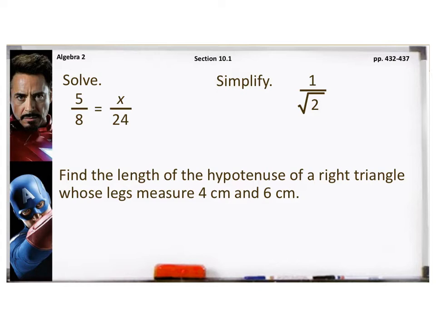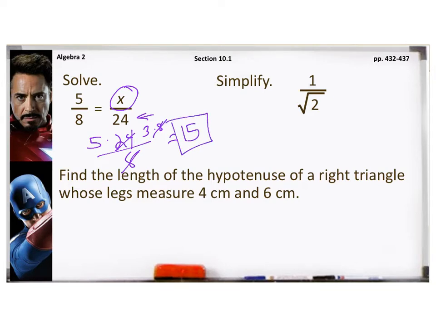So, to solve this first equation for x, a couple of ways we can do this, but we multiply both sides by the base 24, and that's going to leave x all by itself. So I have 5 times 24 over 8. Well, let's see. 24 is 3 times 8. So I can get rid of the 8. I have 5 times 3. So x is 15.